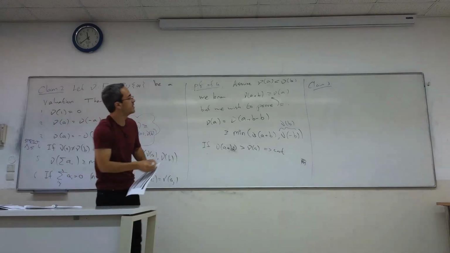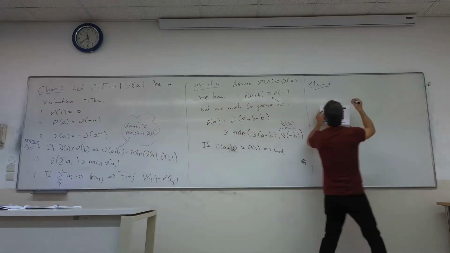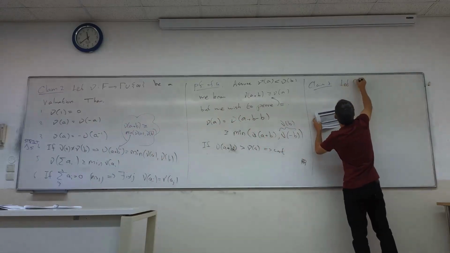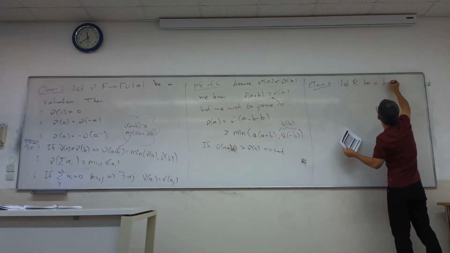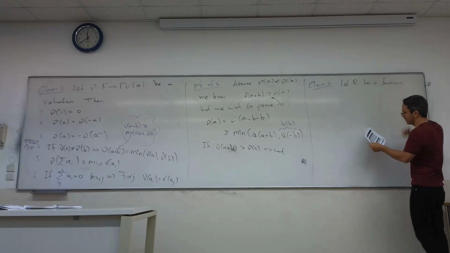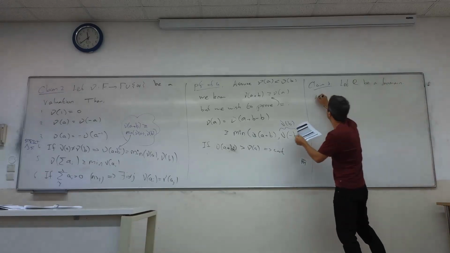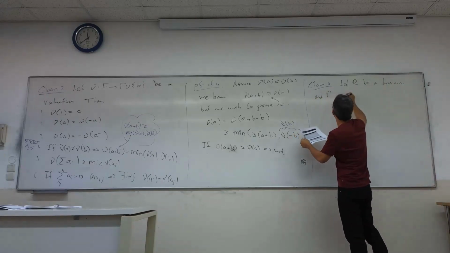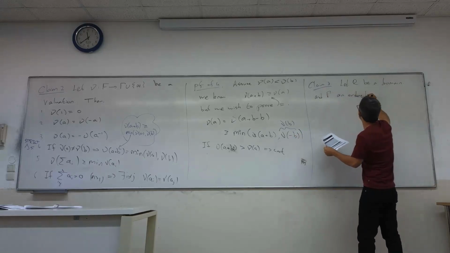So what I'm saying is the following. So let R be a domain, right? So a ring with no zero divisors, and gamma an ordered group.